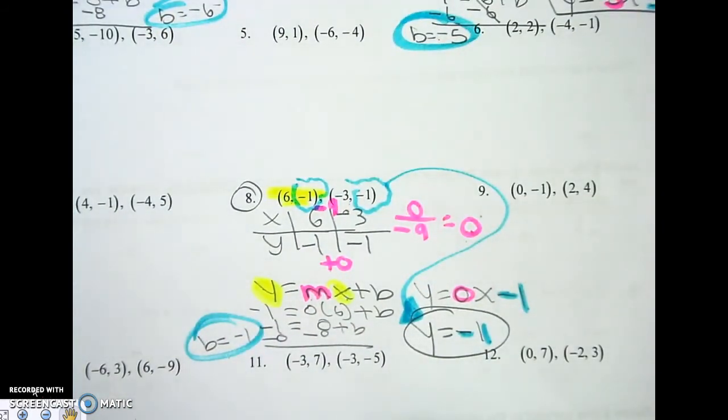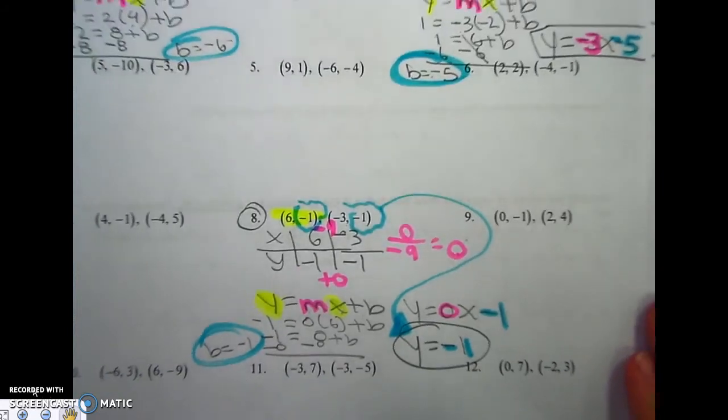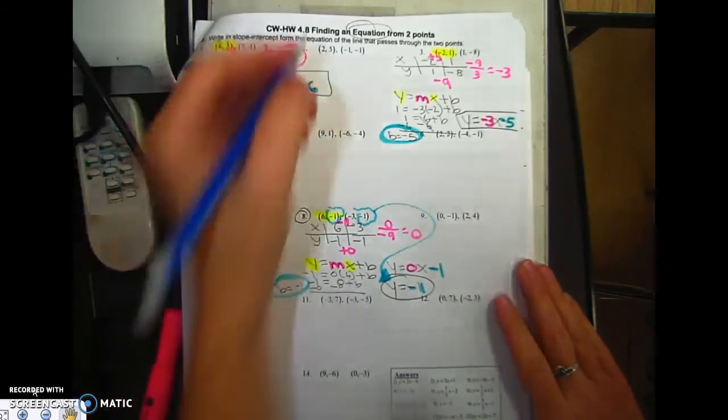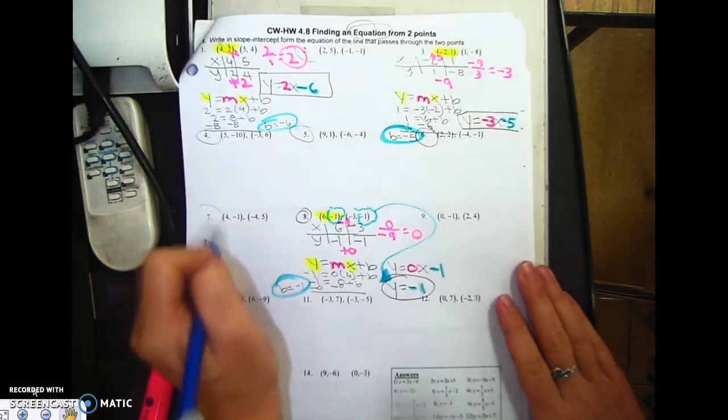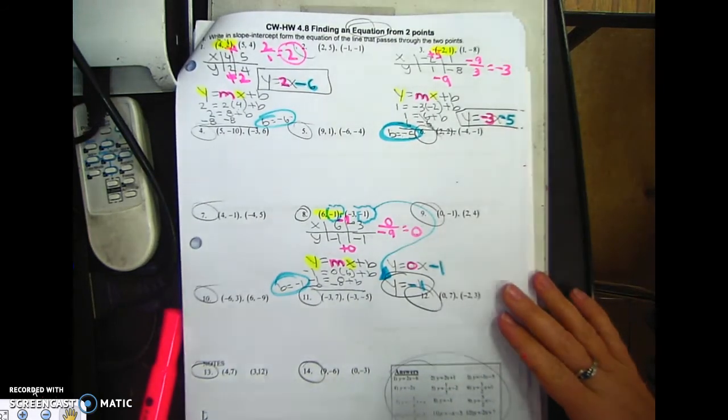Your homework, which you can do now, is to get this page done. So do 2, 4, 5, 6, 7, 9, 10, 11, 12, 13, and 14. Get that done now, and you will get credit for your homework with a lot of your answers right.